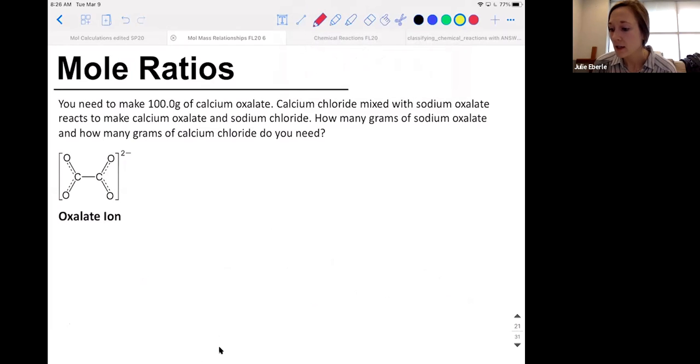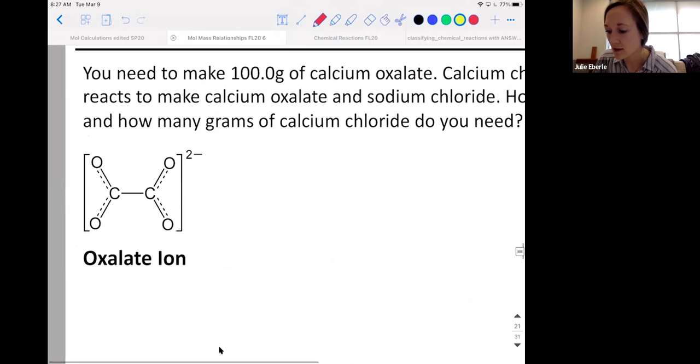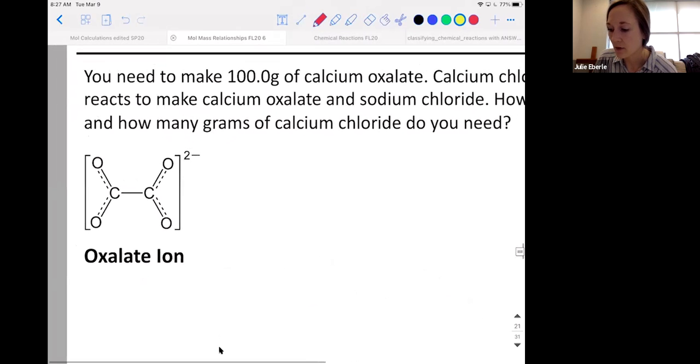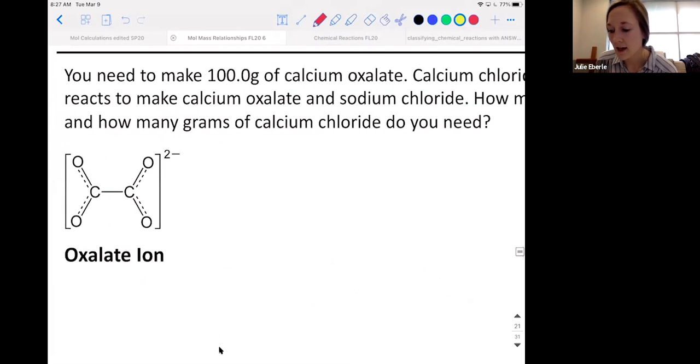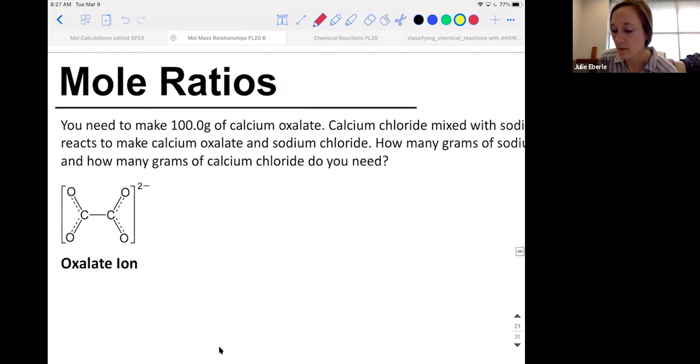All right. So this says you need to make 100 grams of calcium oxalate. What is oxalate? Well, we have a picture of it right down here. It's 2 carbons with 4 oxygens. You can see how they're bonded. And then the dotted lines indicate resonance. If you're wondering why there are dotted lines, resonance is not something we've talked about. Electrons can move around and bonds can slightly change. So that's what the dotted lines indicate. But don't worry about that. Basically, it's C2O4 with a -2 charge. We'll write that out in a minute.